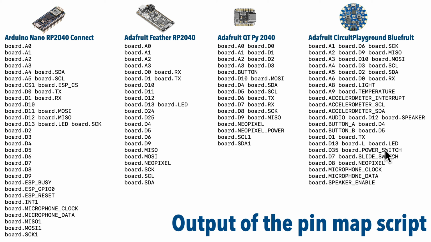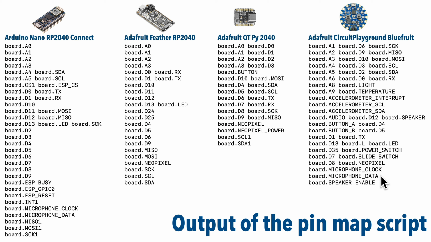And in an earlier lesson, we also showed how code would crash on a QT Py if we tried to refer to a non-existent LED object. Also, if you look at the Circuit Playground Bluefruit, you see all sorts of extra objects: the light sensor, the temperature sensor, accelerometer, audio for the built-in speaker, buttons, switches, the microphone.